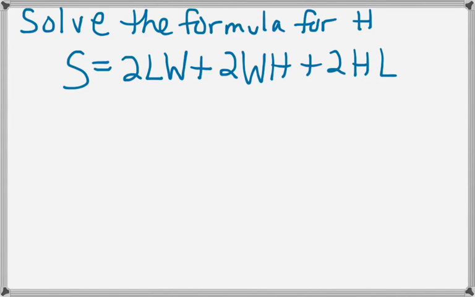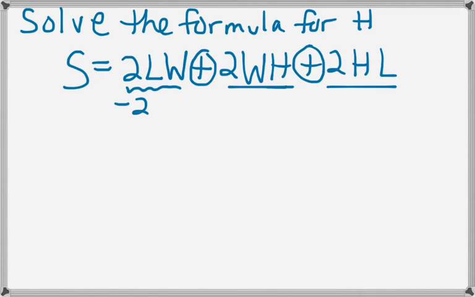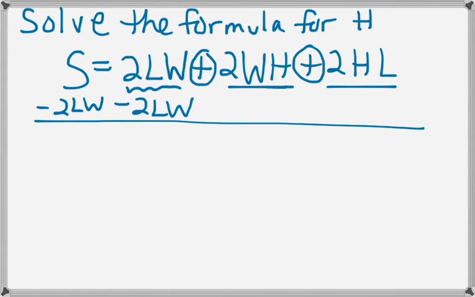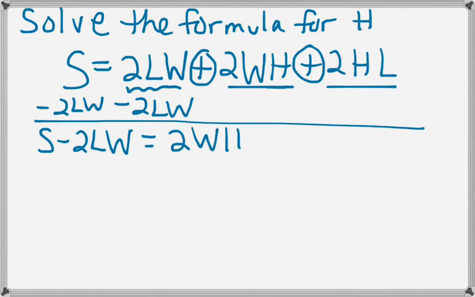So we want to solve the formula for H. We need to get H by itself, and if we look at the right side, we have 3 terms. So we have a couple plus signs. So we have 2 terms that have H, and 1 term that does not have H. So let's start by subtracting the term that doesn't have H from both sides. So we have S minus 2LW on the left, and on the right side we still have our 2 terms that have H.